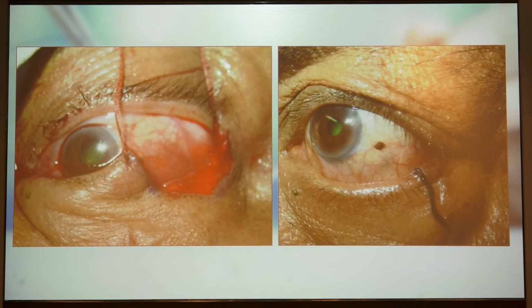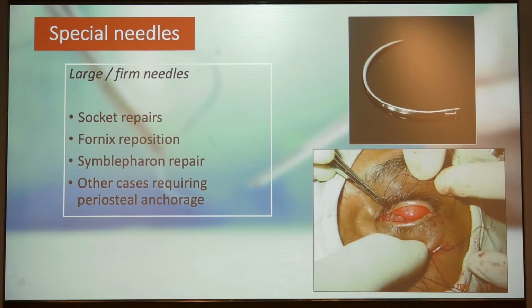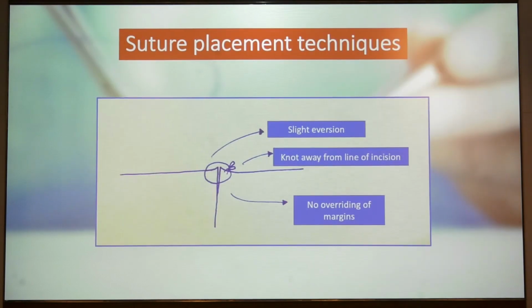lid margins. And special needle would be the large needles, which are again used in fornix formation and other places where you need periosteal bites to be taken, like a lateral tarsal strip. So these are larger needles which are much easier to pass through the periosteum.